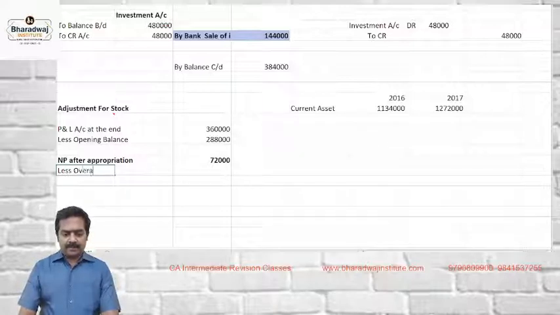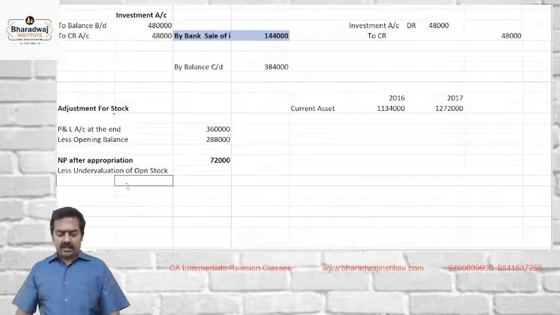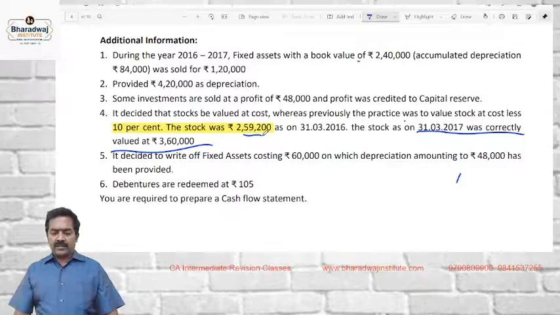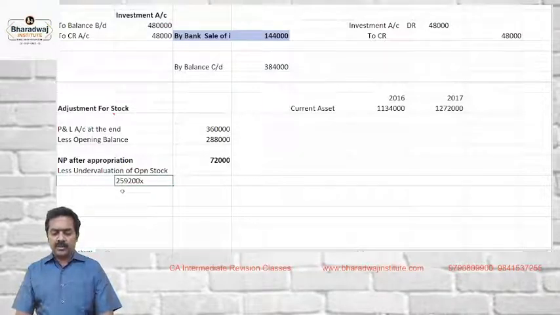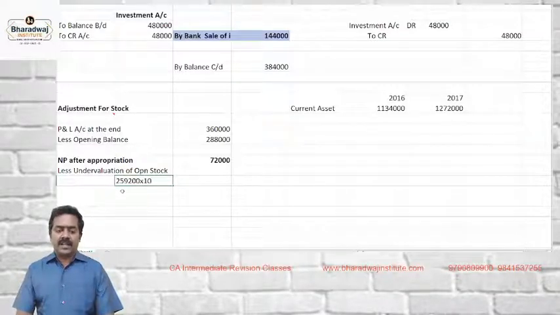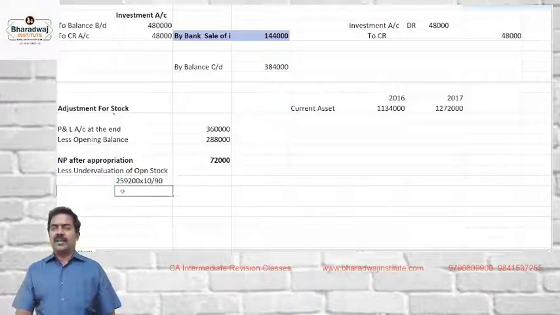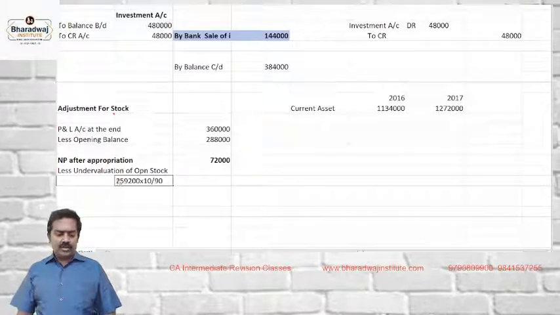undervaluation of which stock? Opening stock. Undervaluation of opening stock. What is the value given? 2,59,200. This into how much percentage undervalued? 10 by 90. Why 10 by 90? If cost was 100, value 10% less, we have taken what? 90. So 2,59,200 into 10 by 90. How much?